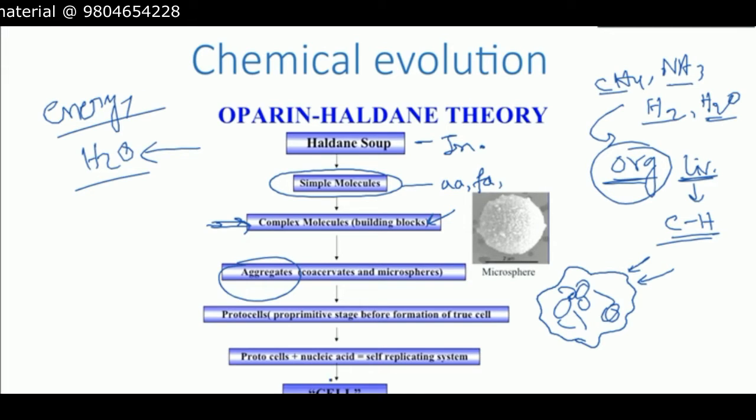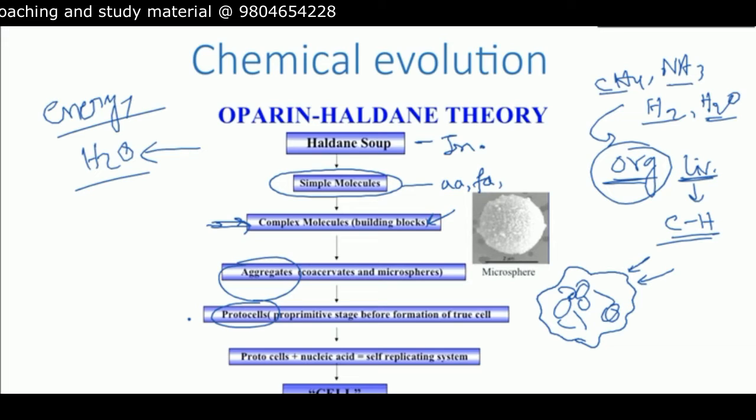That is known as a protocell. This is the state known as the protocell, or primitive stage, before the formation of a true cell. We cannot call it a true cell because it lacks its genetic material, but it has all the macromolecules, and it has the cell membrane separating it from the rest of the environment. So it's a protocell.